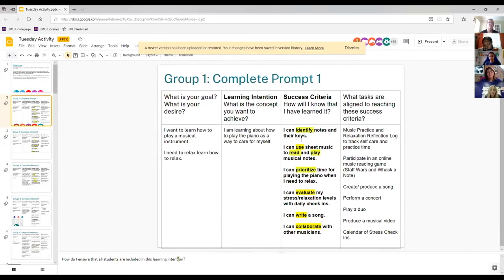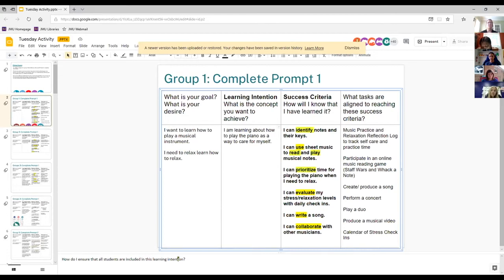All right, go ahead, Denise, and I apologize for that. Sorry, because we thought we had to combine the 2 goals. So we used both of them, and we put in there for our learning intention, I am learning about how to play the piano as a way to care for myself. Our success criteria was I can identify notes and their keys. I can use sheet music to read and play musical notes. I can prioritize time for playing the piano when I need to relax. I can evaluate my stress relaxation levels with daily check-ins. I can write a song and I can collaborate with other musicians.